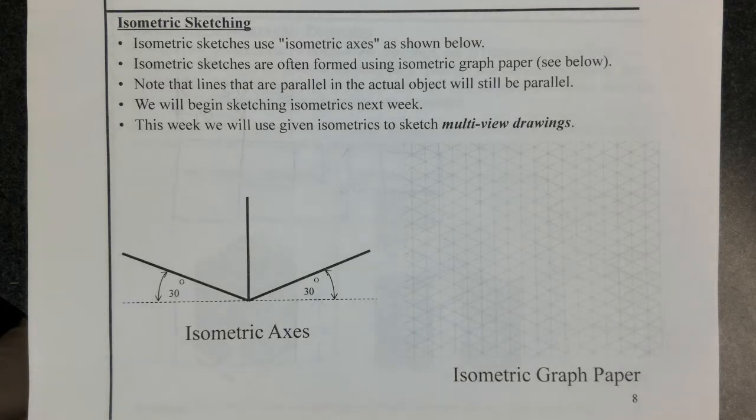Make sure that you get some isometric graph paper. Remember, I just gave you a website a few minutes ago where you can go and download some of this paper and print it off. It's going to make it easier for you when you create these sketches. Note that the lines that are parallel in the actual object will still be parallel. Okay? And we're going to begin making some isometric sketches here very soon, both by hand and also using AutoCAD.